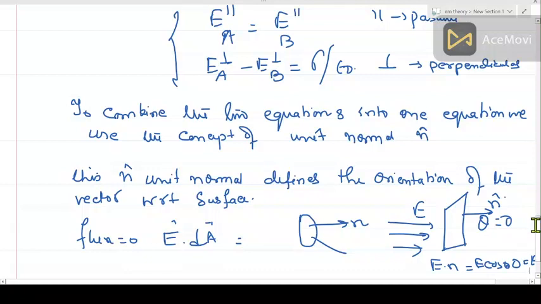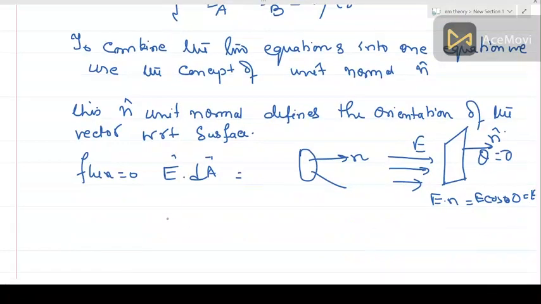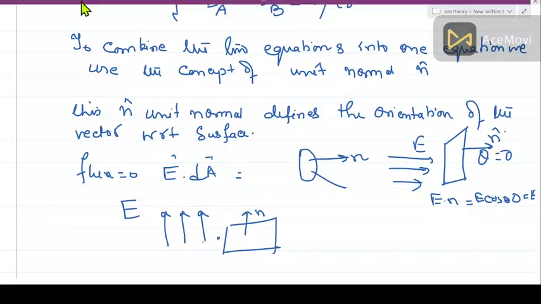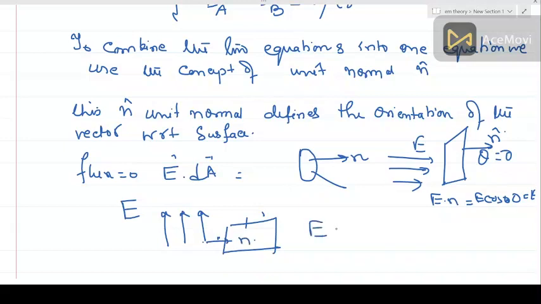But if you have your electric field lines like this and your surface is like this, this is the direction of electric field and this is the direction of unit normal. They are perpendicular, so it is E cos 90 because theta is 90 degrees, and flux is 0.